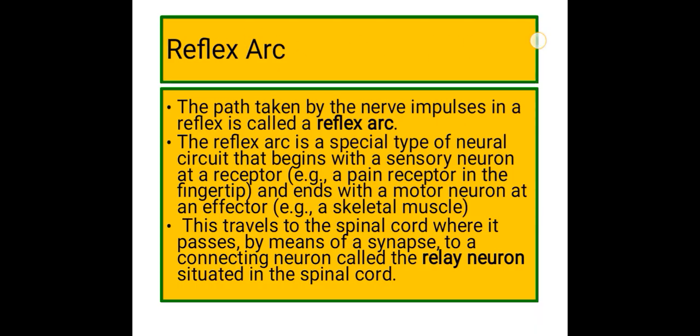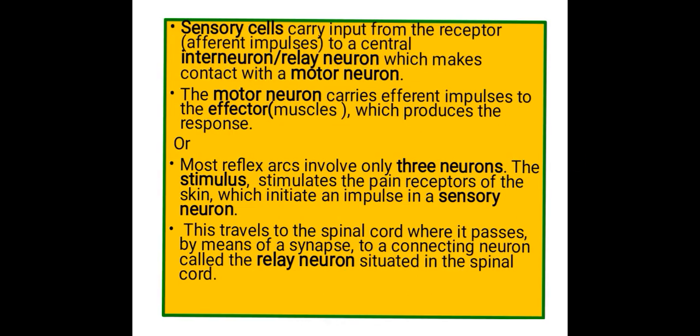Then the reflex arc. The path taken by the nerve impulses in a reflex is called a reflex arc. The reflex arc is a typical type of neural circuit that begins with a sensory neuron at a receptor, a pain receptor in the fingertips, and ends with a motor neuron at an effector, skeletal muscle. This travels to the spinal cord where it passes by means of a synapse to a connecting neuron called the relay neuron situated in the spinal cord.